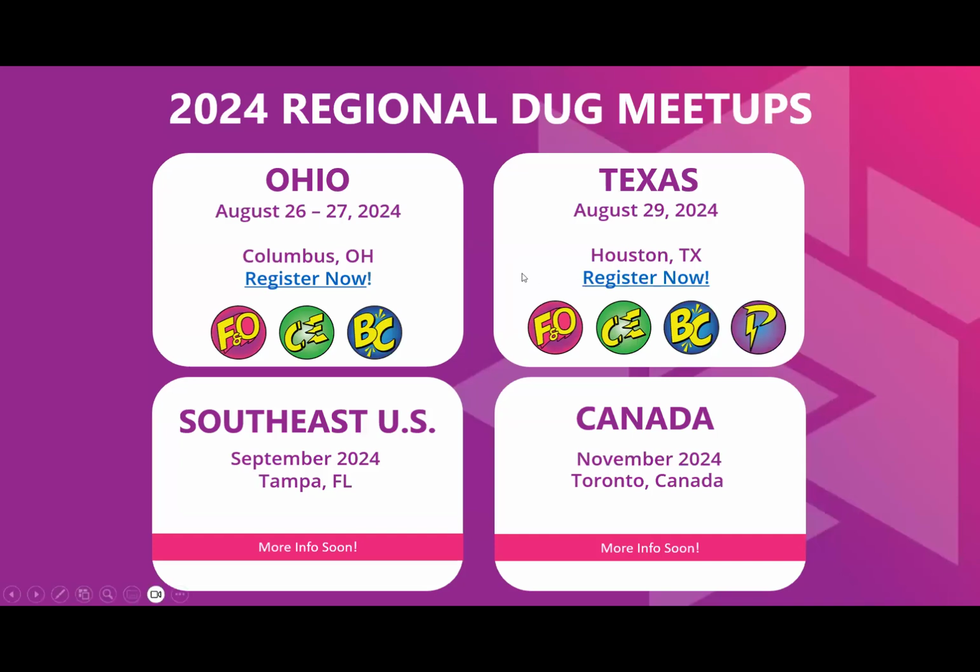So these are the 2024 regional DAG meetups, which happened very big. There was one in Ohio, I think, about 3 weeks ago, from August 26th to 27th. Then another one happened in Texas on 29th August. Those ones were in person.